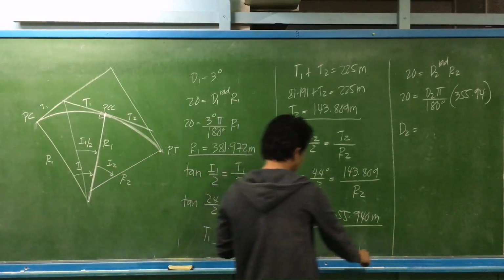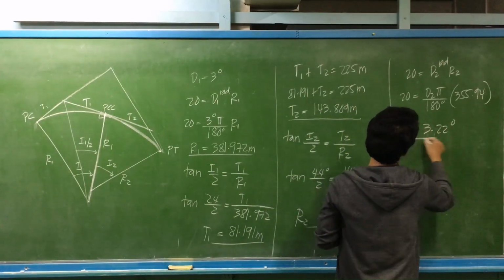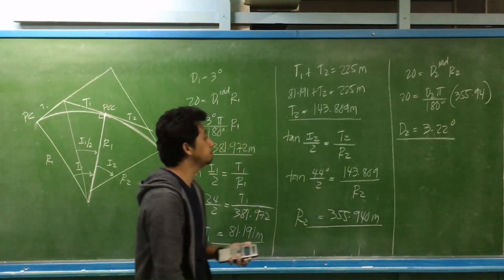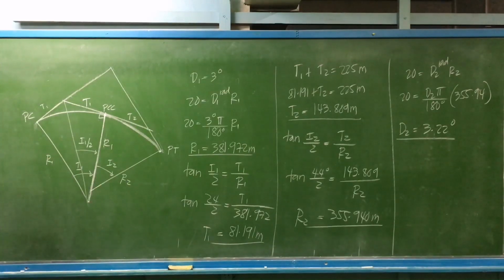The degree of the second curve is now equal to 3.22 degrees. So the choice will be 3.22, letter B. Okay? Then for this example, compound curve.